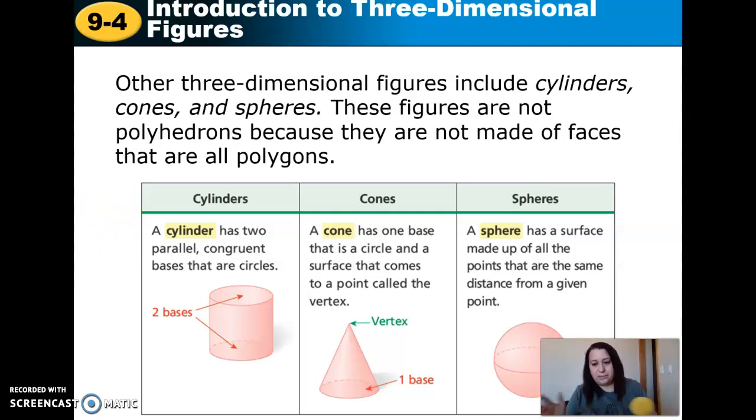This is kind of similar to a prism. It's not a prism though. And then this is kind of similar to a pyramid. It's not a pyramid though because we don't have polygons, okay? So a cone has one base that's a circle, one base, not two, one base. And then when you take the other parts that connect it, it comes and forms a point up top here. That's called a vertex. It's called a base. This is called the vertex.